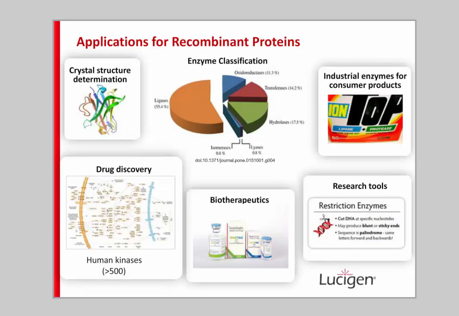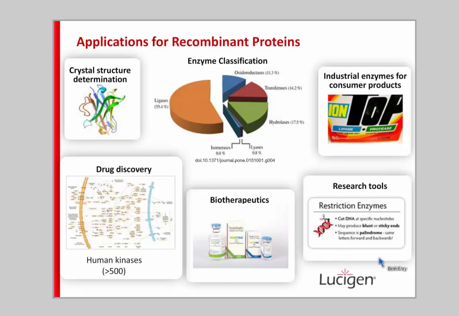And here are some examples of those applications. So we have a protein crystal structure here which requires purified protein, and we've used human kinases as an example to represent how recombinant proteins can be used for drug discovery. These are a huge family of over 500 enzymes used in both in vivo and in vitro assays for enzyme activity along with binding and inhibitor assays.